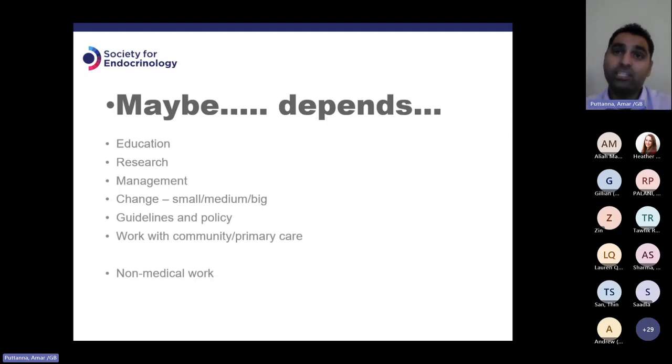The management side, how you run things, how you run the hospital, how you run your services. Are you interested in change? And by change, I mean changing structure, changing care, changing pathways.